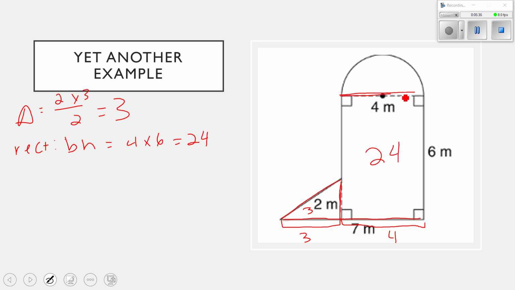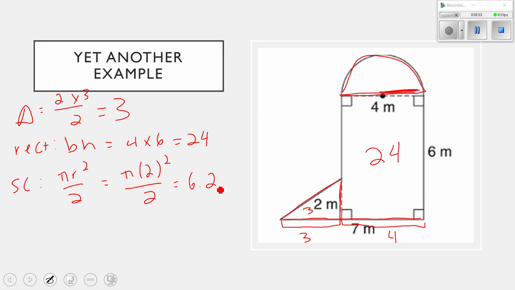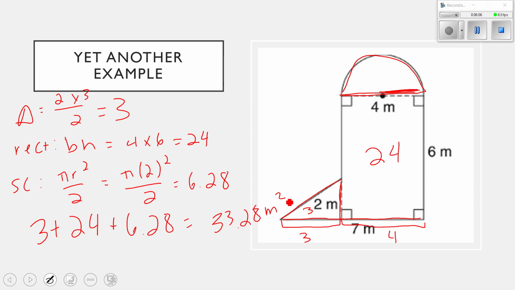And lastly, I have another half circle, or semicircle, which is going to be pi r squared divided by 2. Your radius is going to be half of your diameter, so pi 2 squared divided by 2 would simplify to 6.28. And now to find the total area, I would do 3 plus 24 plus 6.28, and I would get 33.28 meters squared.